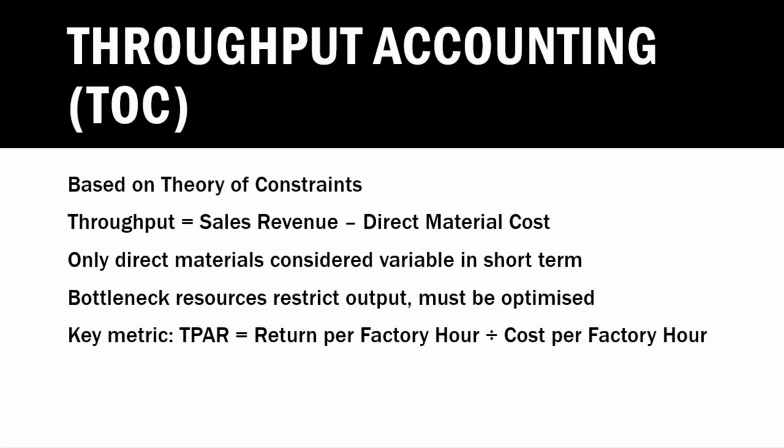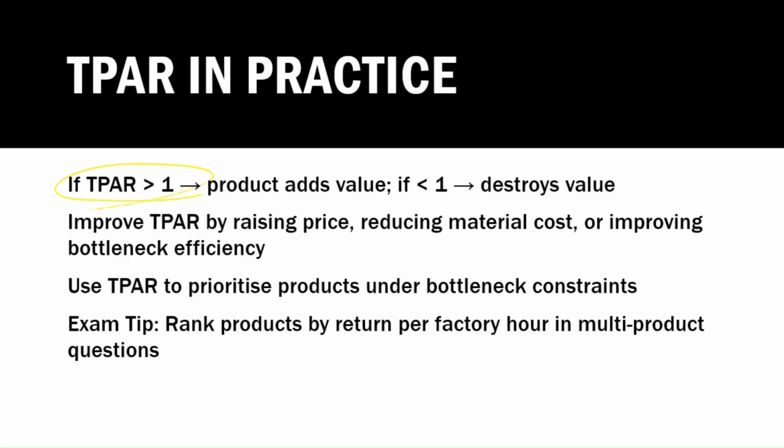The key metric is the throughput accounting ratio, or TPAR. Formula: TPAR equals return per factory hour divided by cost per factory hour. TPAR in practice. If the ratio is above 1, the product adds value because it earns more than it costs to run the factory. If the ratio is below 1, the product destroys value.